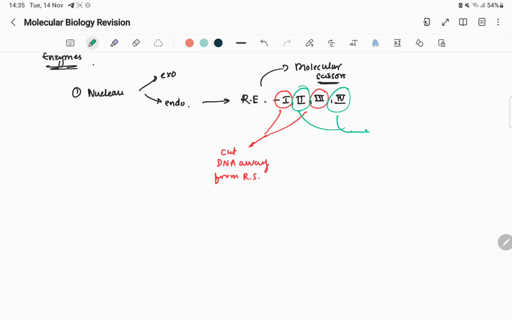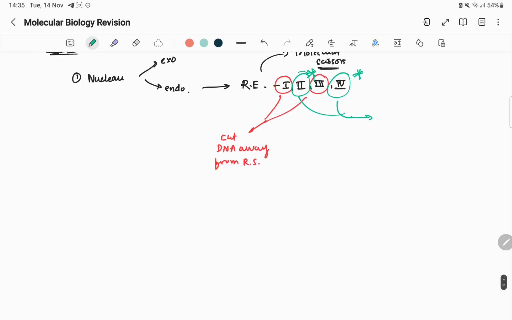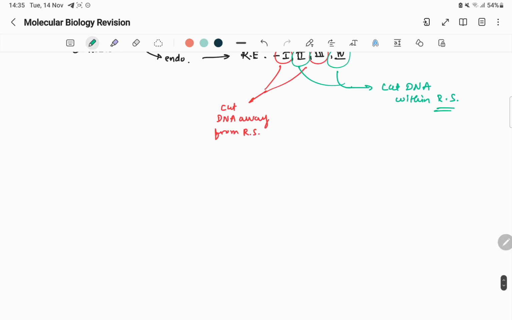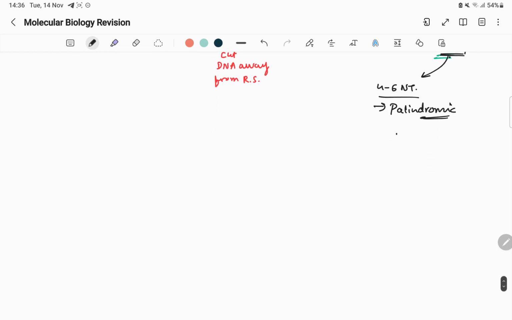But types 2 and 4 are important. These are used in genetic engineering, because they cut DNA within the restriction site, within the restriction sequence. What is the restriction sequence? It is a sequence of 4 to 6 nucleotides, and it is palindromic. What is palindromic? That is, it is equally read from both ends, like GAATTC and CTTAAG. This is a palindromic sequence.